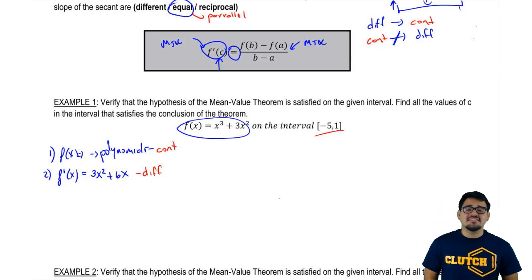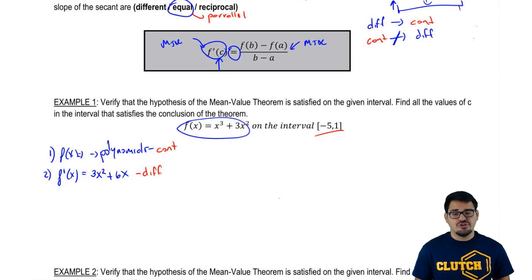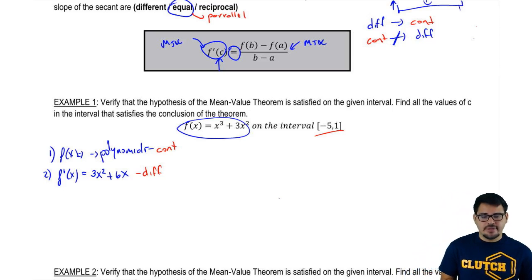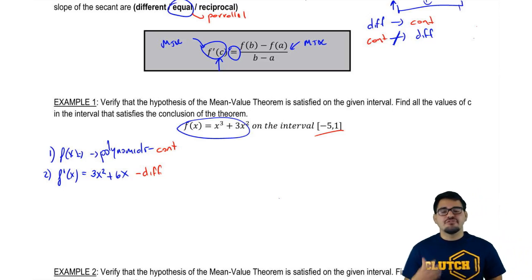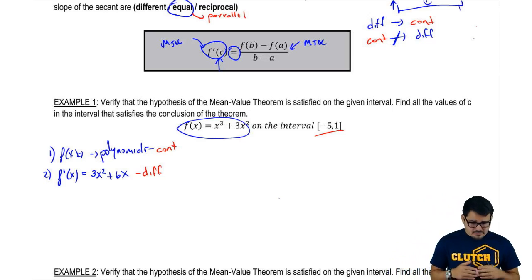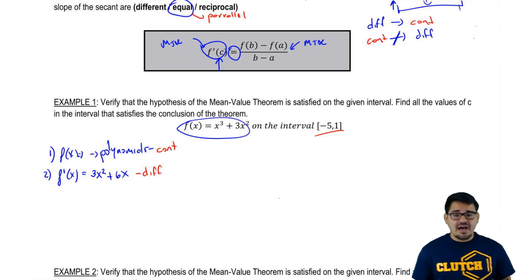And here's the good thing about this example. It applies to any polynomial function that you care about, right? All polynomials are going to be both continuous and differentiable, right? It gets a little more annoying when you see different types of functions, but for right now, we're good to go. So now that we have gone over the hypothesis, right, which is our first condition and our second condition, then we can go ahead and apply the actual theorem.